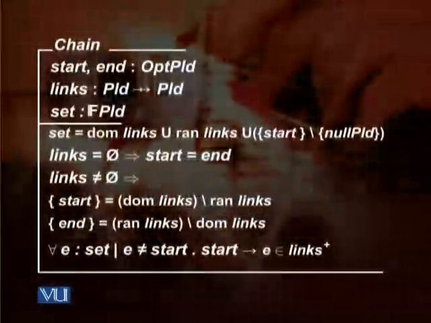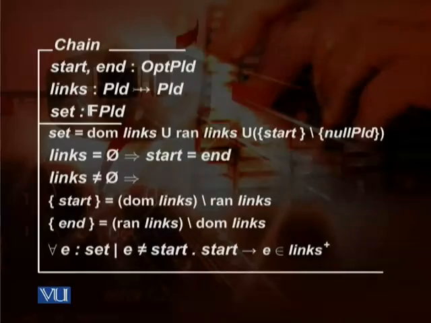And end is equal to range of links minus domain of links. Just the opposite. Now, in the range of links, you have the last element. In the domain of links, you have the first element, which is otherwise not present. So you subtract that from there, and you get only one element, and that will be the last element. This is the case when links is not empty.